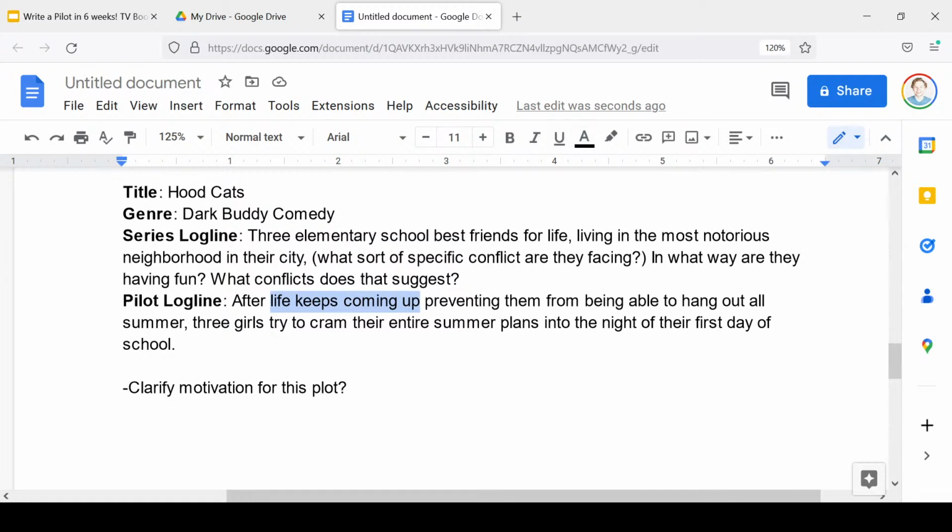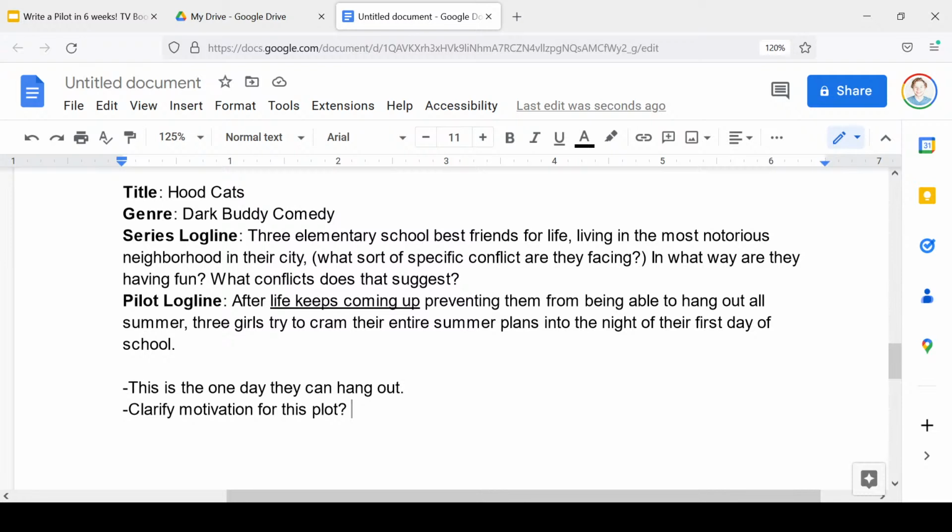Yeah. Okay. So probably lose "life keeps coming up," and just give us the clear inciting incident, like what is the thing that makes them realize this is the one day they can hang out. And I'm guessing they have maybe a top 3 list of things they need to accomplish. If we can get anything more specific than just their entire summer plans, that would be great. If not, I think this works pretty well, and I can imagine the sort of antics that would result from this.